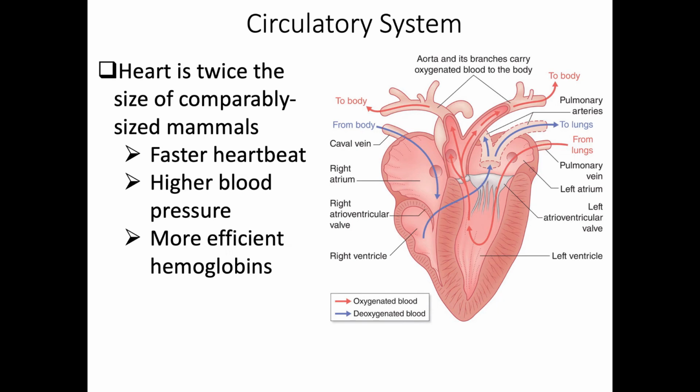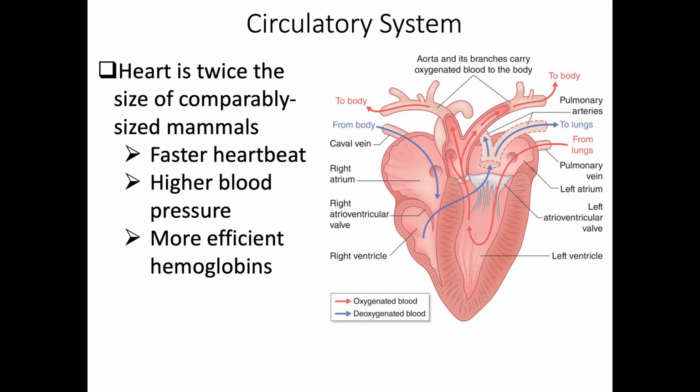The heart is twice the size of comparably sized mammals. It beats faster than comparably sized mammals and at a higher blood pressure. Not only that, but it carries the oxygen more efficiently by having more efficient hemoglobins. The hemoglobins that are produced in the blood can bind more oxygen and deliver more oxygen more efficiently. Otherwise, the heart is very similar to that seen in mammals.